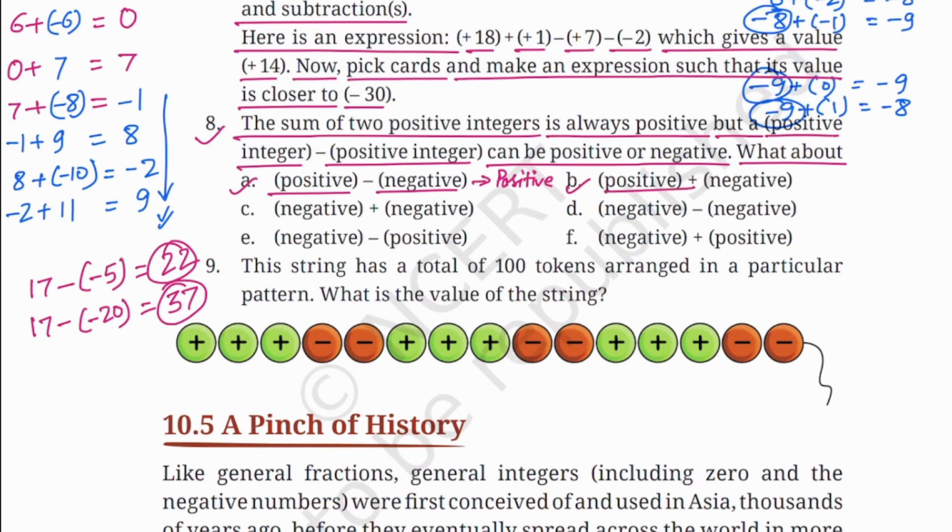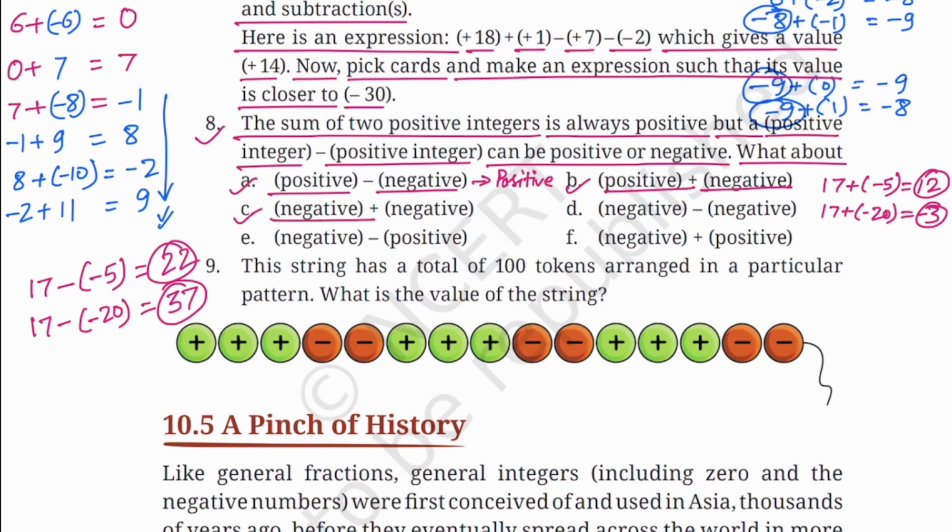B. Positive plus negative. For example, 17 plus minus 5 is equal to 12. Or 17 plus minus 20 is equal to minus 3. The answer could be positive or negative.